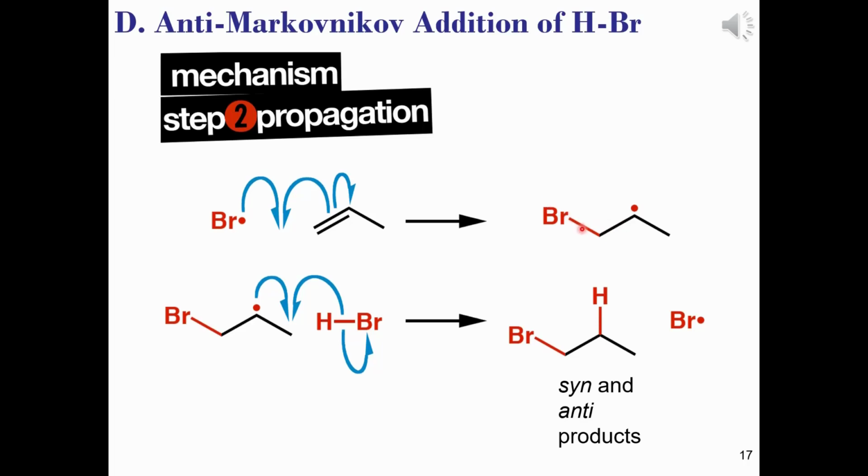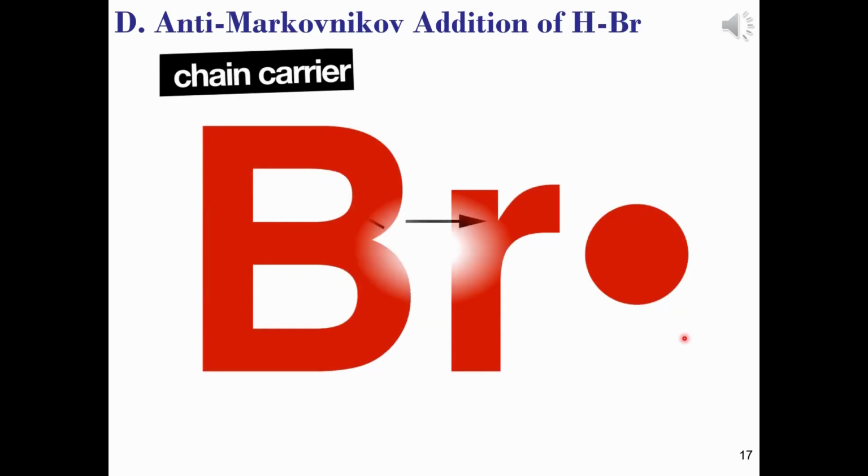And this explains the anti-Markovnikov selectivity of the reaction, because in the second step, once we have that secondary intermediate, it is going to react with hydrogen bromide and do a hydrogen abstraction. So the bromine ends up on the less substituted side and the hydrogen on the more substituted side. The bromine radical that is then produced feeds back into the propagation step until it's consumed. In other words, the bromine radical is known as a chain carrier.